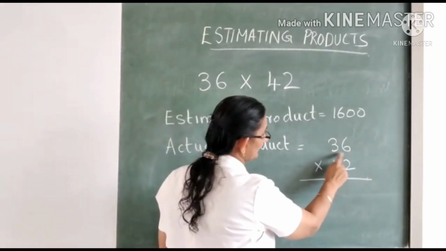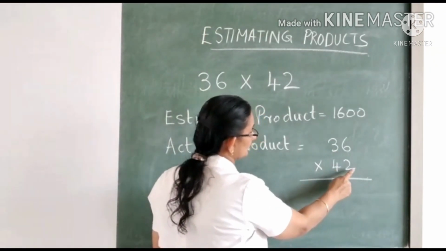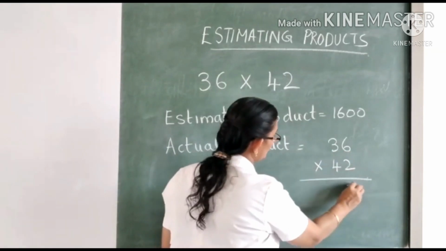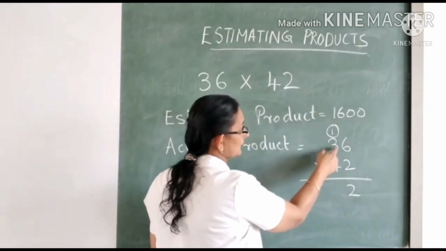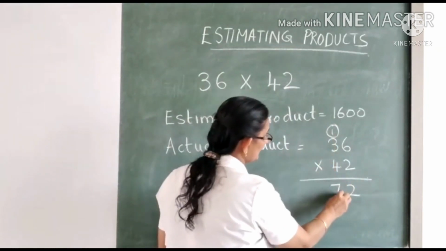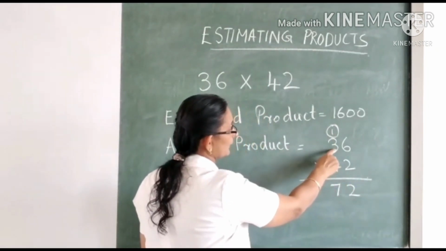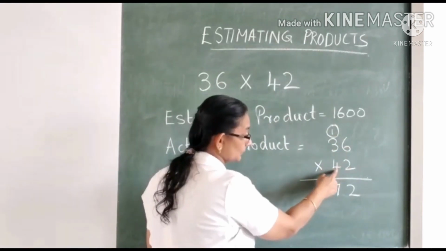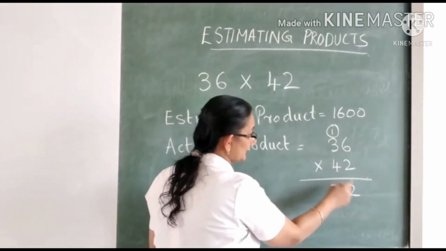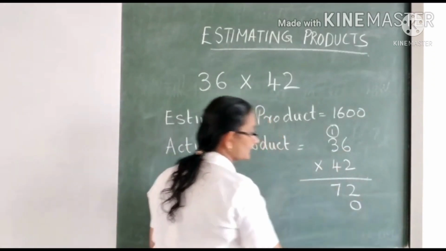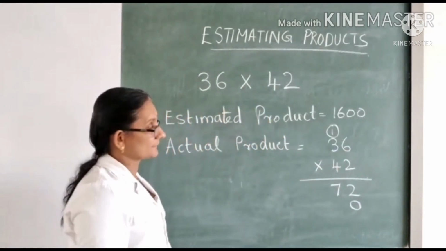We have to multiply 36 with the digit 2. So, 2 into 6 will give you 12. 2 into 3 will give you 6, and 6 plus 1 will give you 7. Now, we have to multiply 36 with 4 in the second step. So, 4 is in the tens place, and so you have to place a 0 in the ones place.